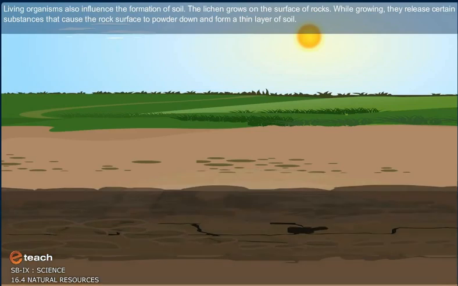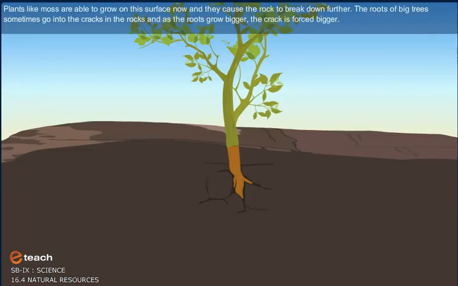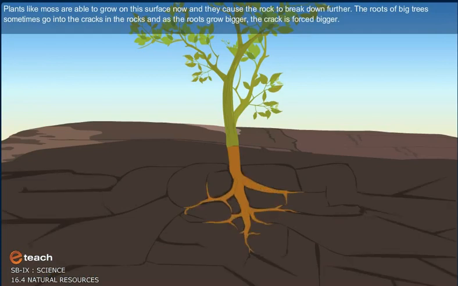Living organisms also influence the formation of soil. The lichen grows on the surface of rocks. While growing, they release certain substances that cause the rock surface to powder down and form a thin layer of soil. Plants like moss are able to grow on this surface now, and they cause the rock to break up further. The roots of big trees sometimes go into cracks in the rocks, and as the roots grow bigger, the crack is forced bigger.